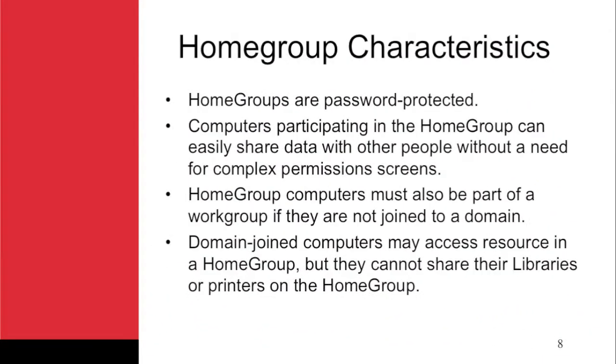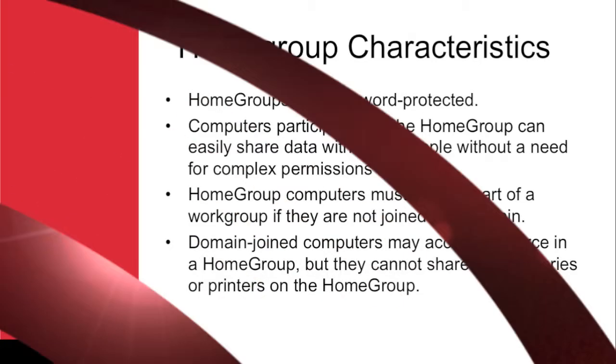Another type of network a Windows 7 machine can participate in is a homegroup. They're password protected. Computers participating in a homegroup can easily share data with other people without a need for complex permission screens. Homegroup computers must also be part of a workgroup if they are not joined to a domain. And domain-joined computers may access resources in a homegroup, but they cannot share their libraries or printers on the homegroup.